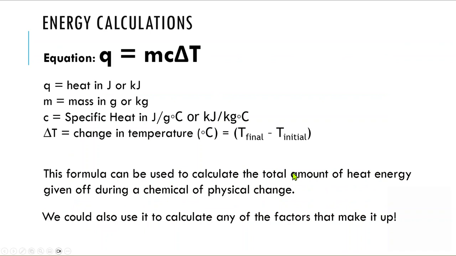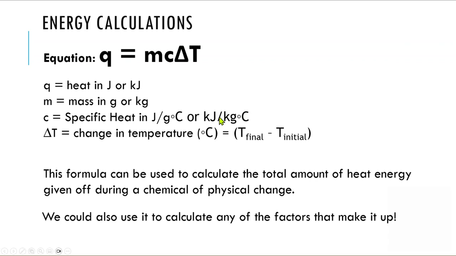All right, so we can do calculations using specific heat. The equation we use is Q equals M times C times delta T. So in this equation, Q is heat. And remember, heat is measured either in joules or kilojoules. Lowercase m is always mass, and mass is measured in either grams or kilograms. C is our specific heat. So the unit of specific heat is joules per gram per degree Celsius, or kilojoules per kilogram per degree Celsius.